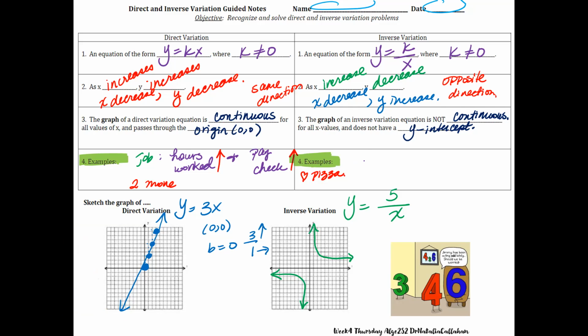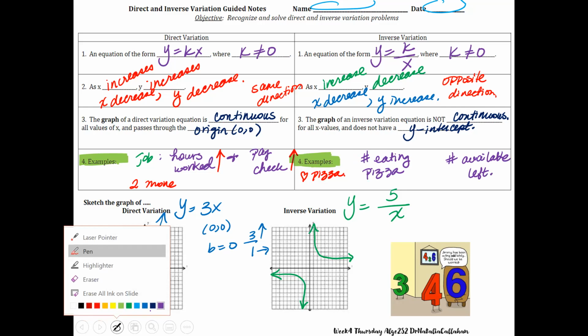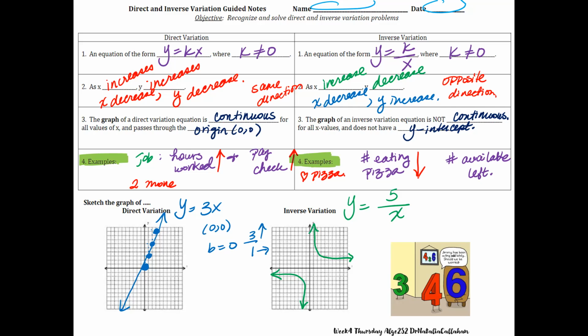So an example of that is the number of people eating the pizza and the number of pizza that's available or left. And that makes sense because if you don't have too many people eating the pizza, then you have a lot of pizza left over, right? That makes sense. It's opposite, okay?